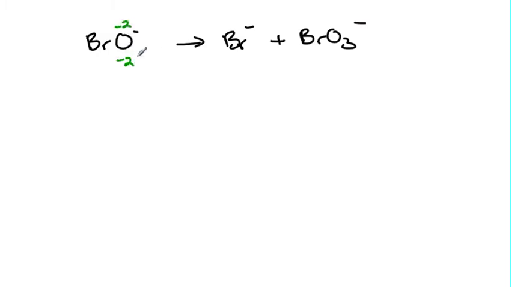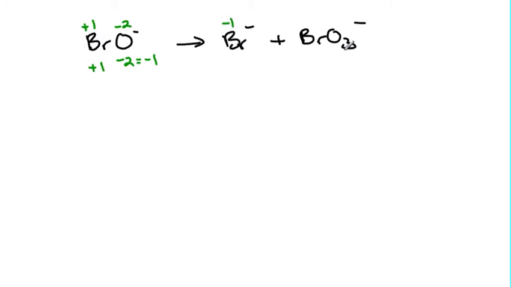Now notice I have a negative here, which means this must be a -1. Bromine used to be a negative, but because the oxygen is here, it becomes a positive. A negative becomes a positive, so this has become a positive 1. So bromine here is a positive 1. The bromide here is a -1, so we just say -1.